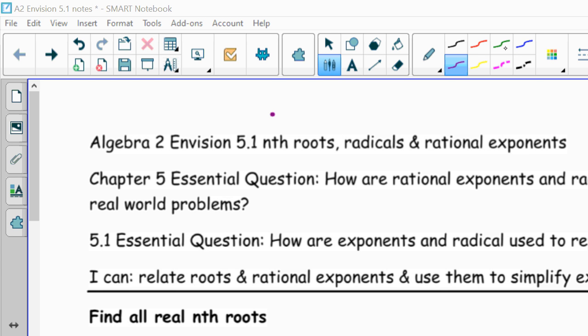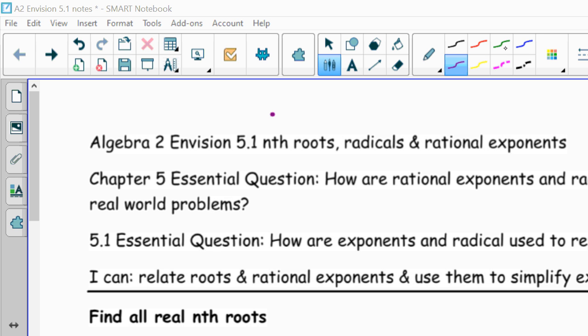All right, so today in Algebra 2, we are starting Chapter 5, Section 5.1, Nth roots, radicals, and rational exponents. Our essential question for this chapter: how are rational exponents and radical equations used to solve real-world problems? Our essential question for this section: how are exponents and radicals used to represent roots of real numbers? And after today, you should be able to relate roots and rational exponents and use them to simplify expressions and solve equations. So let's start out with some vocabulary.